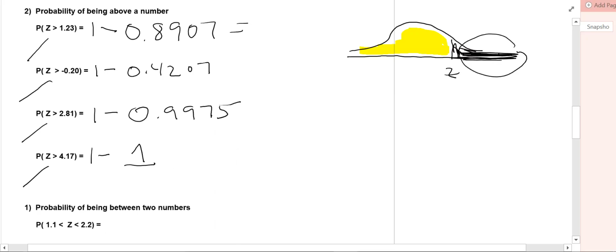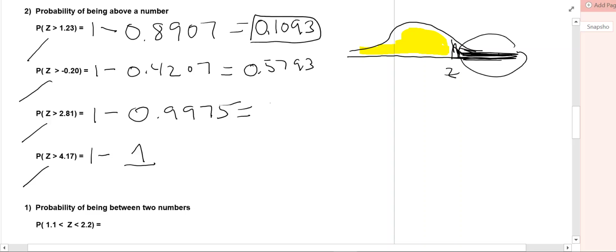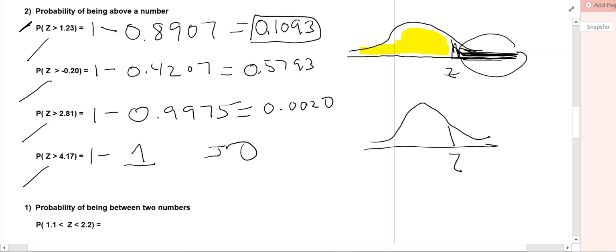So then you take out your calculator and you can do your calculations. If I did my calculations right, the first one should be 0.1093 for the answer. For the second one, 0.5793. For the third one, 0.0020. And then the last one, 0. So again, this is the second scenario. The probability that Z is above a particular number. Once again, that's the scenario where we subtract from 1 whatever the table gives us, right?